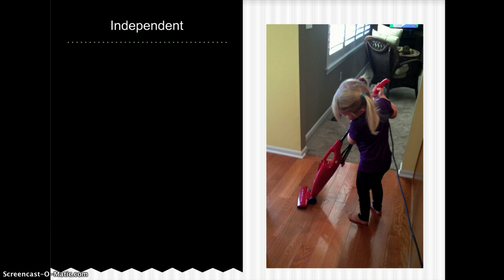I've chosen a picture of Rory on the right hand side doing her chores to help illustrate this word for you. So Rory can vacuum up her crumbs all by herself. The key words all by herself are synonymous, or they mean the same thing as being independent.